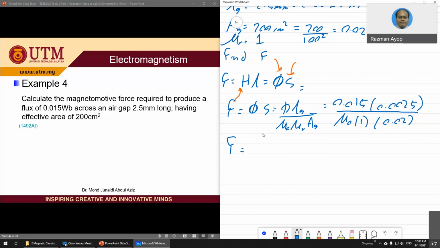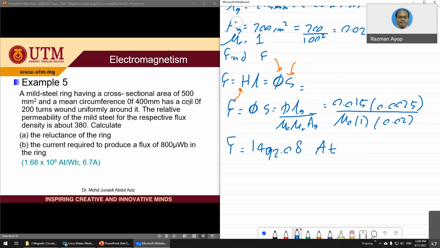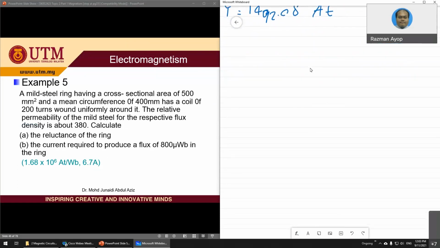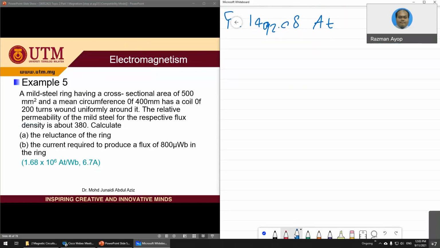So are you getting the same answer? Ampere turn. Yes, Doctor, the same answer. Okay, so that is how you solve example number 4. Make sure you take a note because there is no answer in the tutorial session here. Next, we move on to the next question.